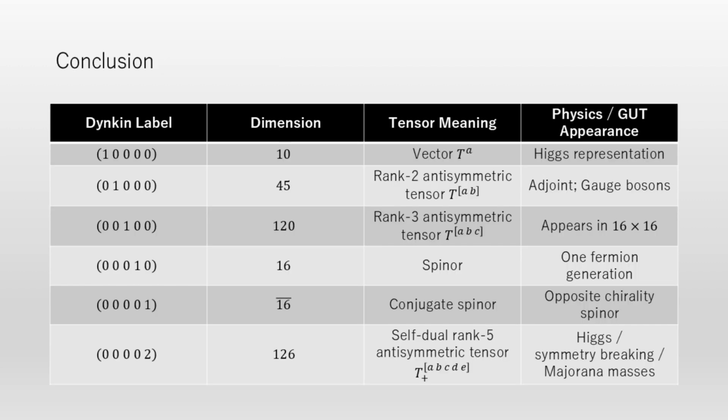Conclusion. The overall picture is that numbers such as 10, 16, 45, 120, and 126 are not isolated pieces of data. They are organized by the geometry of the D5 Dynkin diagram, tensor structures, spinor representations, and the general framework of representation theory. Once this pattern becomes visible, SO(10) tables begin to look less like magic and more like a dictionary.